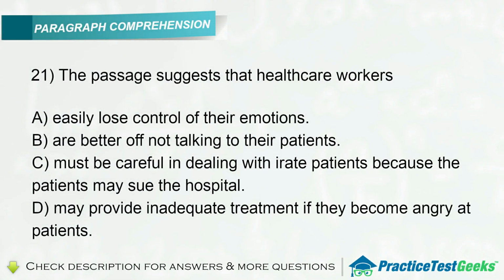Question 21. The passage suggests that healthcare workers A. Easily lose control of their emotions. B. Are better off not talking to their patients. C. Must be careful in dealing with irate patients because the patients may sue the hospital. D. May provide inadequate treatment if they become angry at patients.